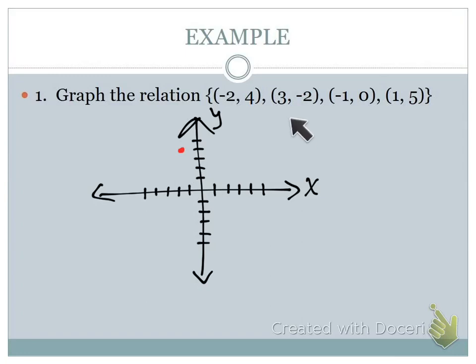Who can tell me where to go to get to 3, -2? Sadia. To the right 3 and down -2. To the right 3 on the x-axis and then down 2 on the y-axis. Very good. All right, somebody else. -1, comma 0. Charles? Left 1 and then just leave it there. Left 1 and leave it there. Very good.